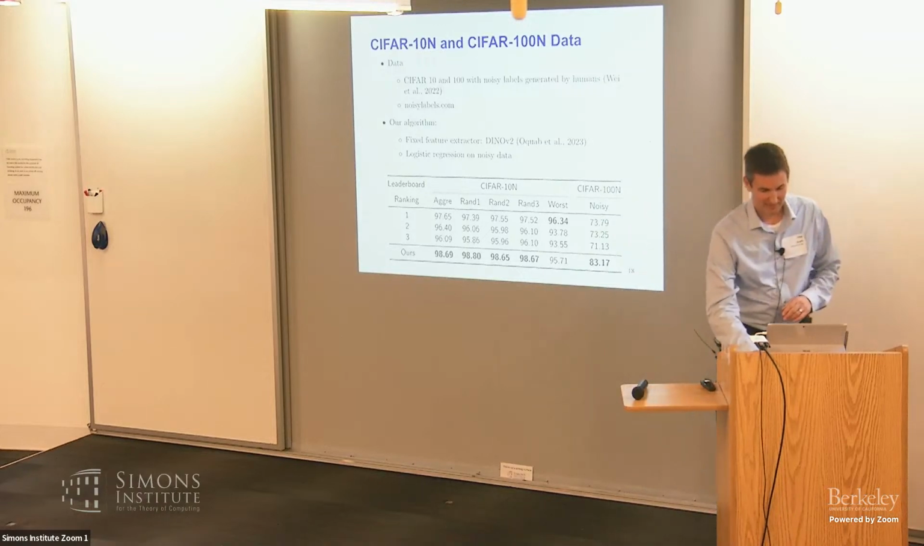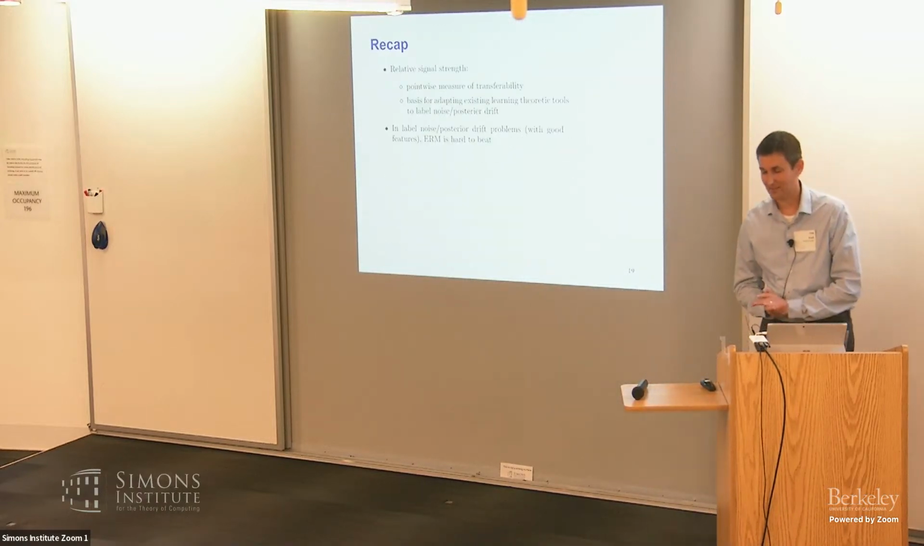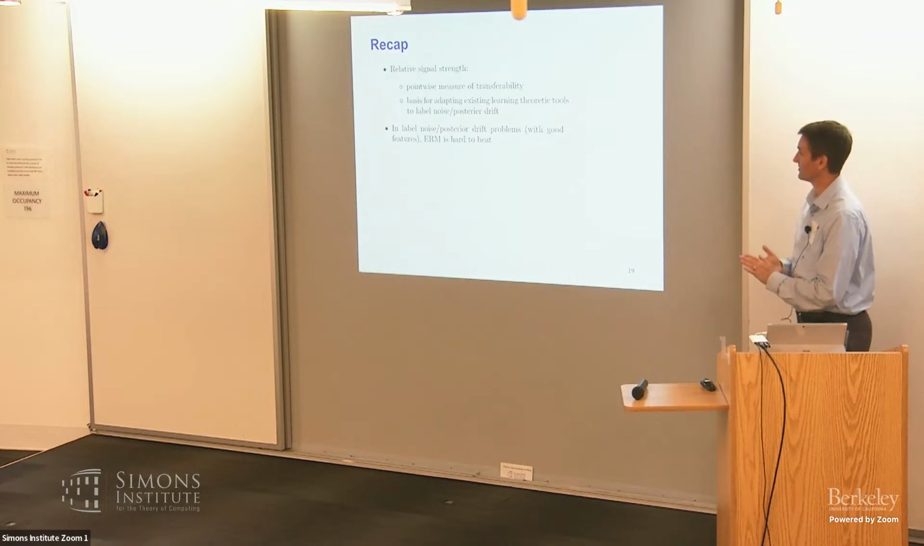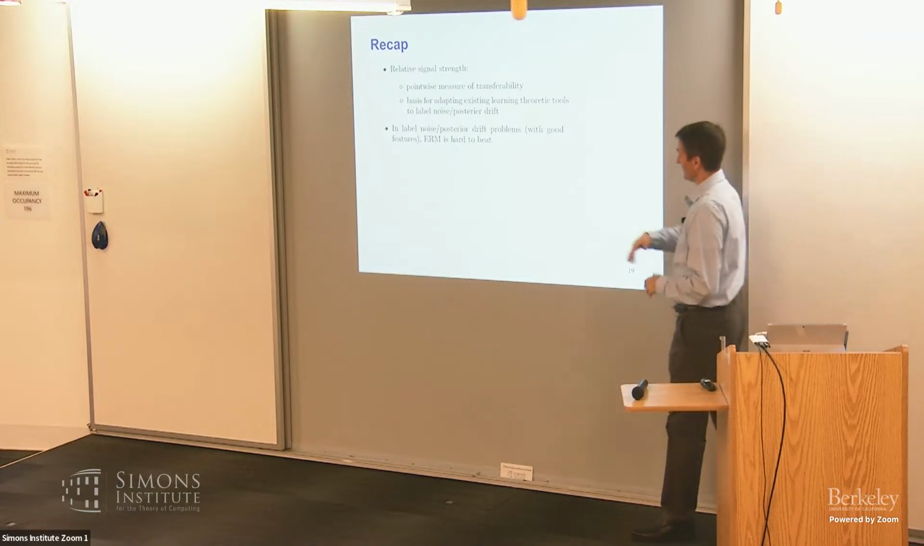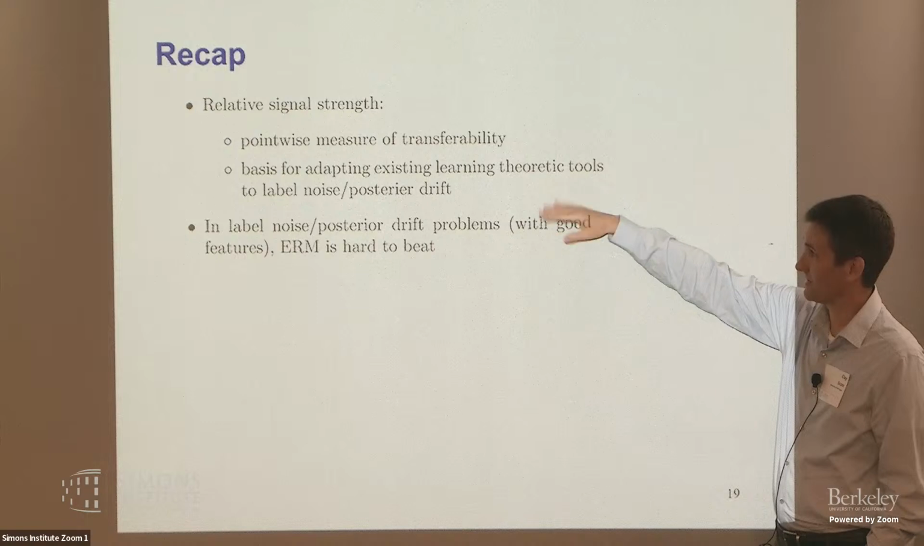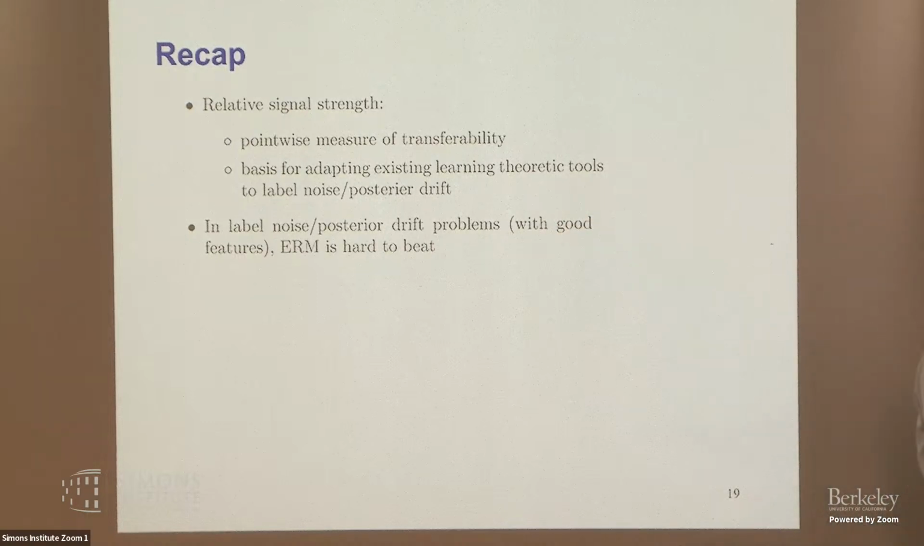So that's it. Relative signal strength, a point-wise measure of transferability in posterior drift and label noise problems, and a basis for adapting existing learning theoretic tools to this domain adaptation setting. I illustrated that with a Massart-like condition. We've also got something analogous to the Sidorov condition, and potentially others could be developed. So again, the take-home message is that in this perspective, ERM is hard to beat. Thank you.